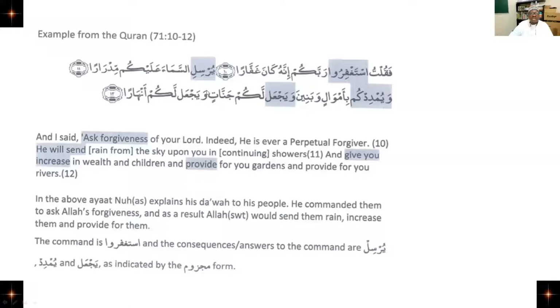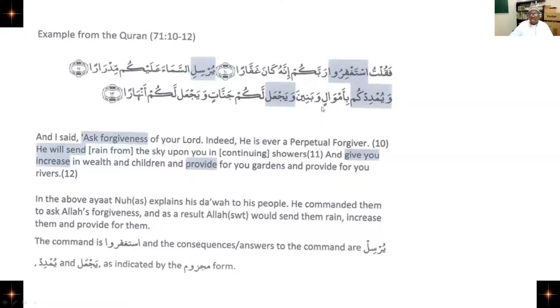Another one here says وَيُمْدِدْكُمْ. Now this wa is atifa. Anytime you see atifa, it means the ruling of what is in front of it is the same as the ruling of what is before it. So this fi'l mudara takes the ruling of what is before it. If this one is majzum, this one is also majzum. It's having the sukun.